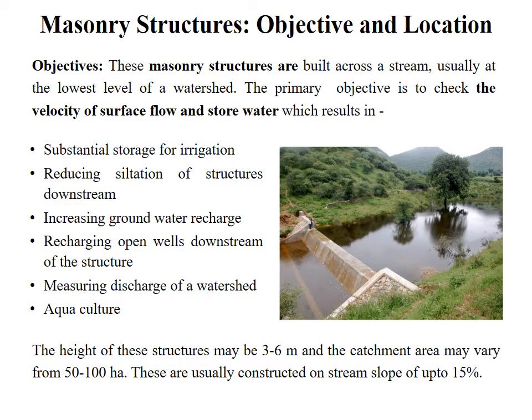The catchment area of these structures usually varies from 50 to 100 hectares, sometimes even more. These are constructed on a moderate slope of 10 to 15%. The height of these structures is usually restricted to about 6 meters in mountain regions. We will now try to know more about the different types of masonry structures.